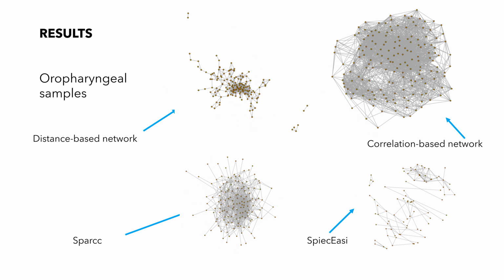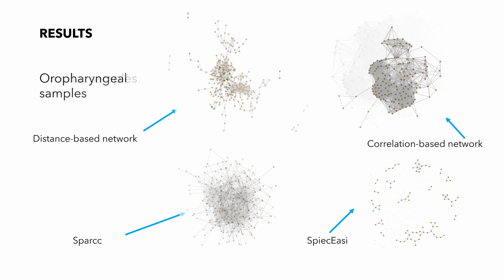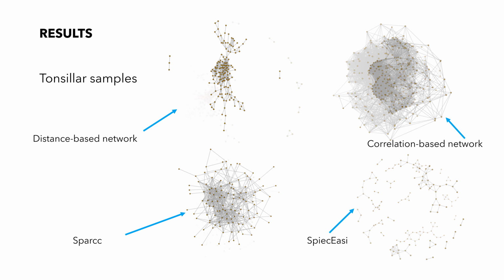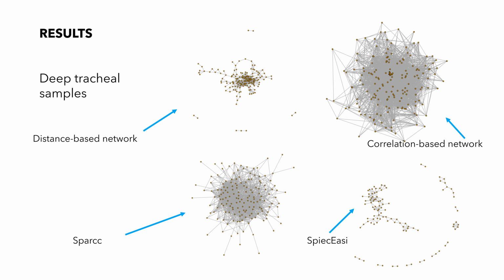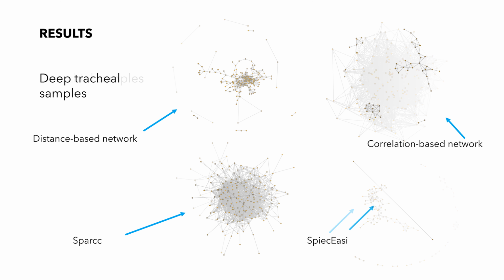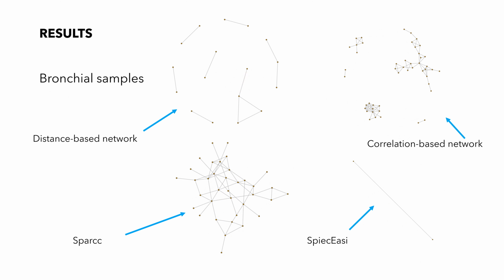Here are the networks for the oropharyngeal samples, the laryngeal samples, the tracheal samples, all of them with very different topologies. Networks from the bronchial samples are the sparsest, no matter what method is used for building the network. This finding agrees with the current perception that the microbiome in the lungs is composed of fewer bacteria than in other parts of the respiratory tract.